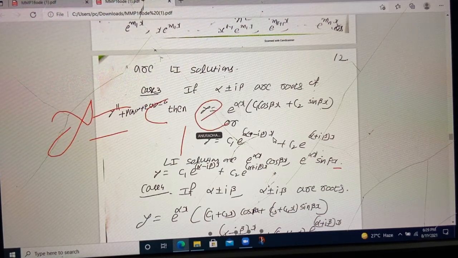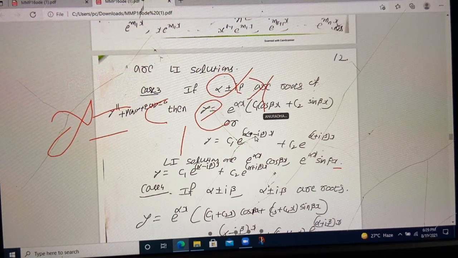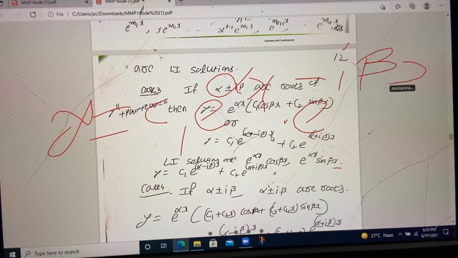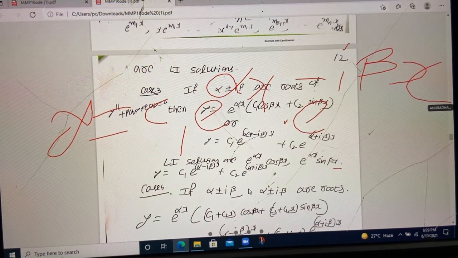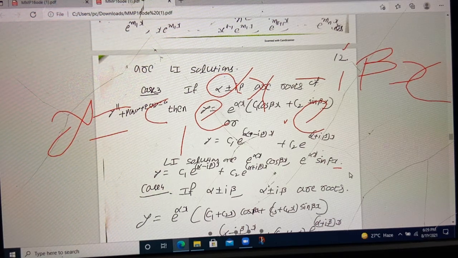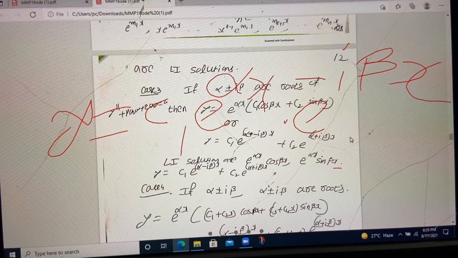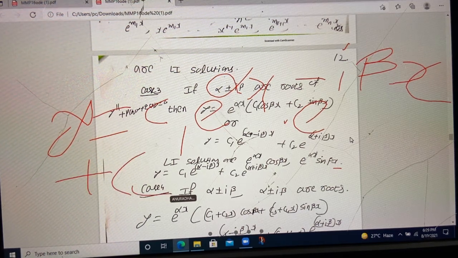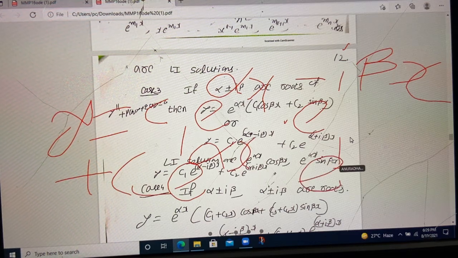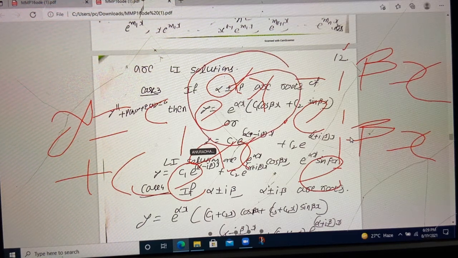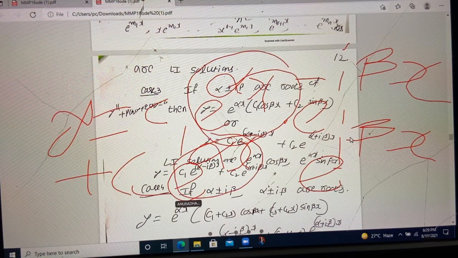C1 e power alpha x minus i beta x, plus C2 e power alpha x plus i beta x. Take e power alpha x common. Then what will we get if you take e power alpha x common? C1 e power minus i beta x, C2 e power i beta x.